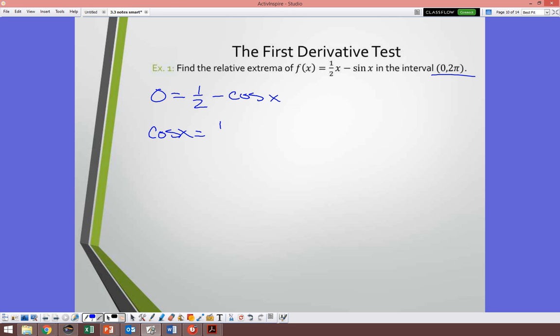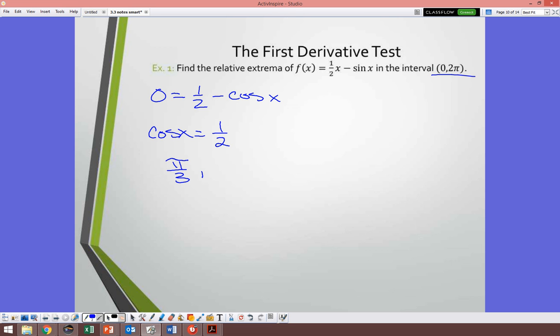So now, on my unit circle, where is cosine positive? First and fourth quadrant. So in quadrant 1, where is cosine going to be 1/2? Pi over 3. So in quadrant 1 it's going to be pi over 3.